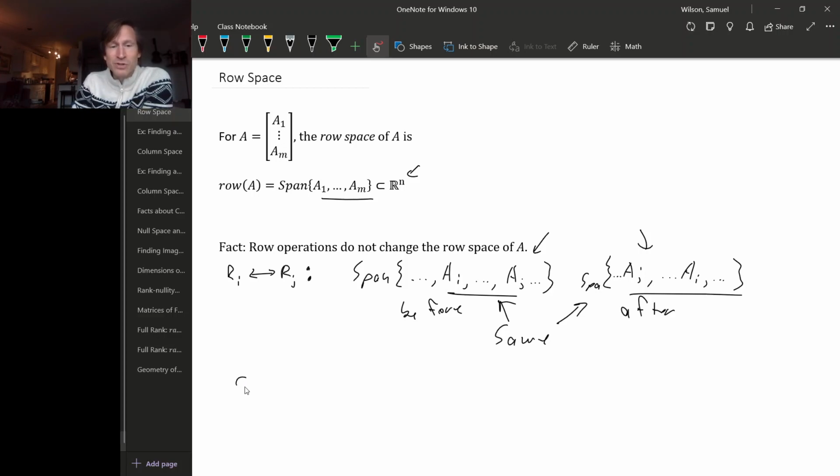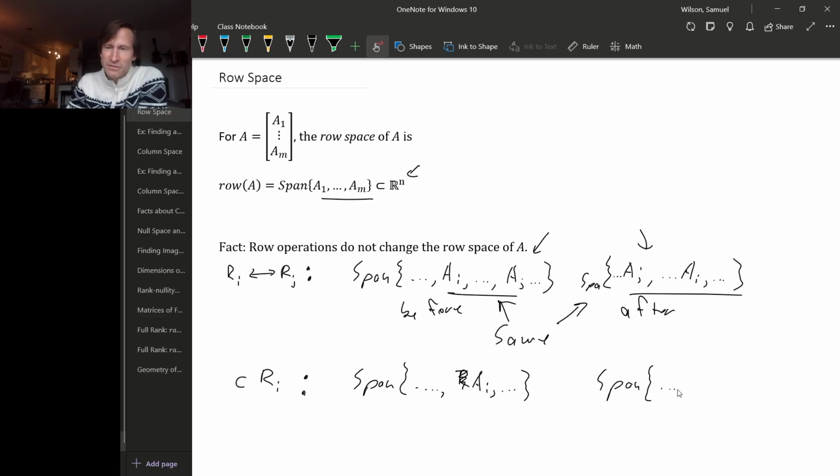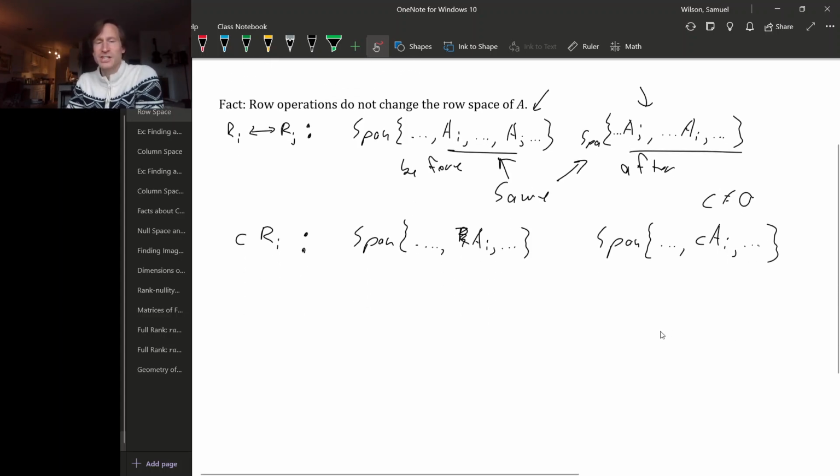Okay, let's think about multiplying a row by a constant. So before this operation, our span is just all of the rows, including A sub i. And then after this row operation, we're taking the span of all the rows, but we've replaced row i with c times row i. And remember, c isn't 0. Okay, does this change the span?